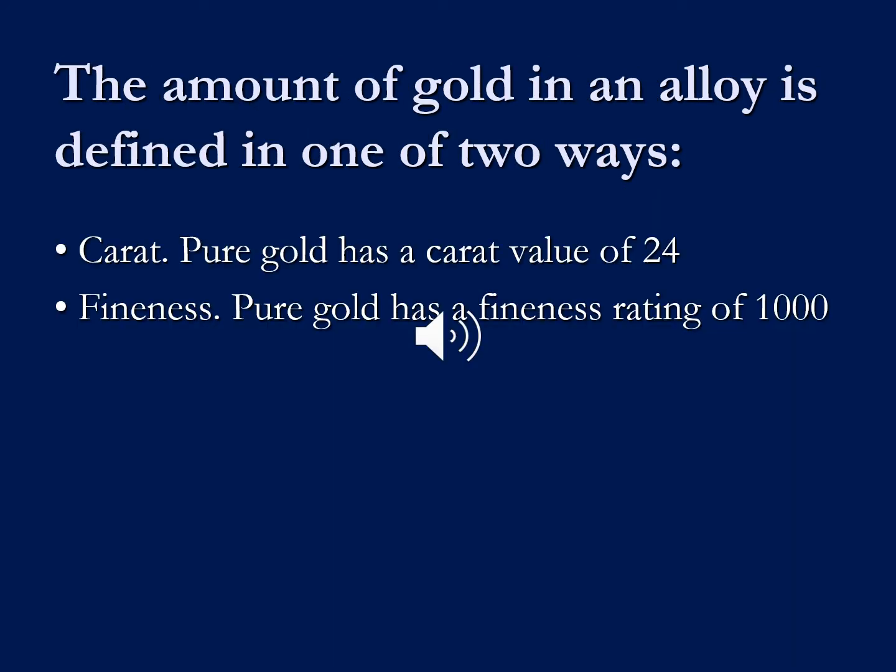The amount of gold in an alloy is defined in one of 2 ways. 1. Carat. Pure gold has a carat value of 24, and fineness. Pure gold has a fineness rating of 1000.